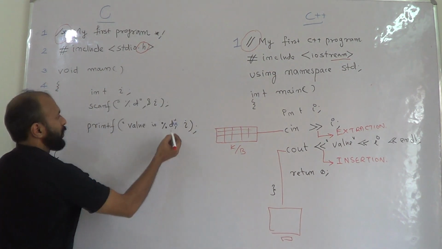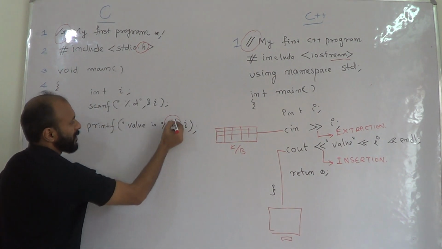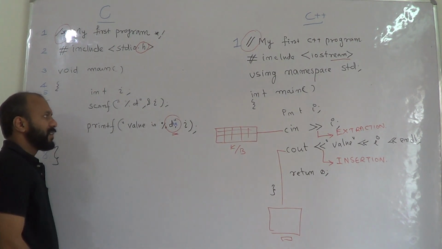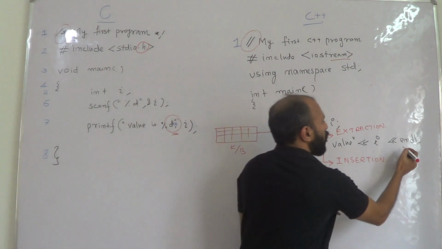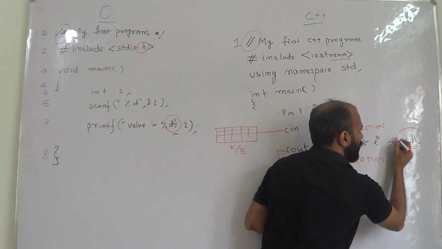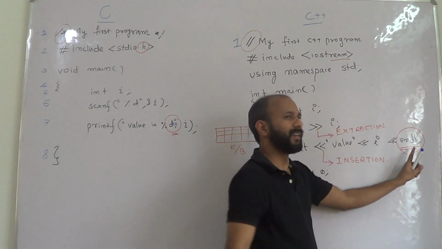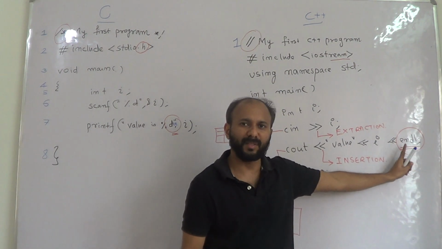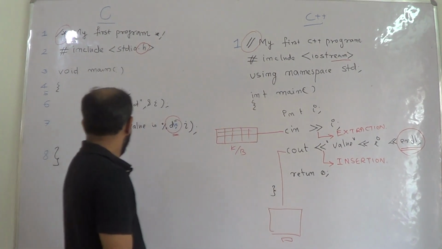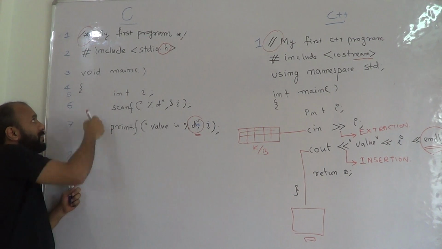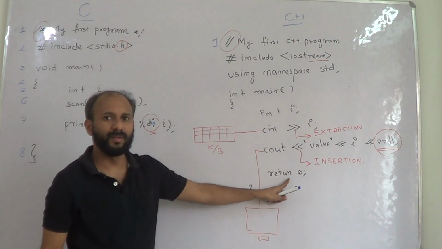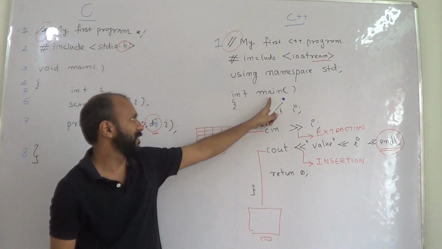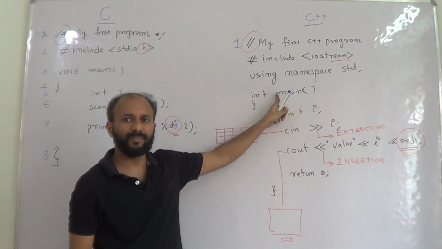Now here you have a new line character, that is \n. Now instead of this \n new line character, you have a new object. This will act as a new line character in the C++ program. Here I don't want to return anything since the return type is void. Here I am returning 0 because the return type is integer.